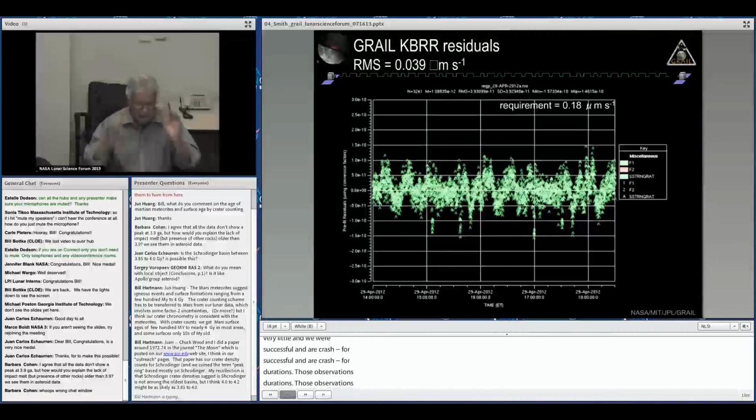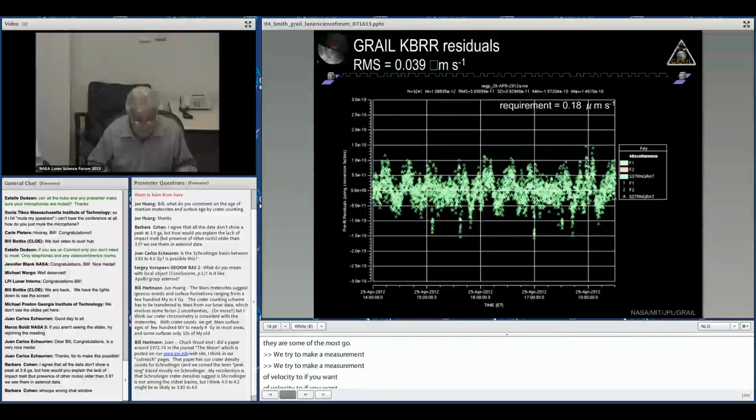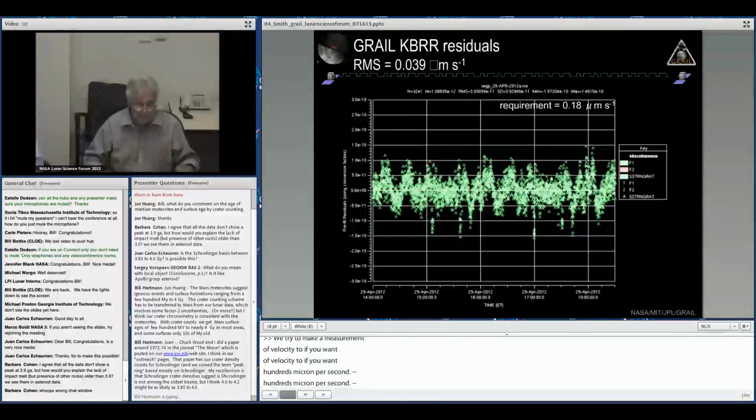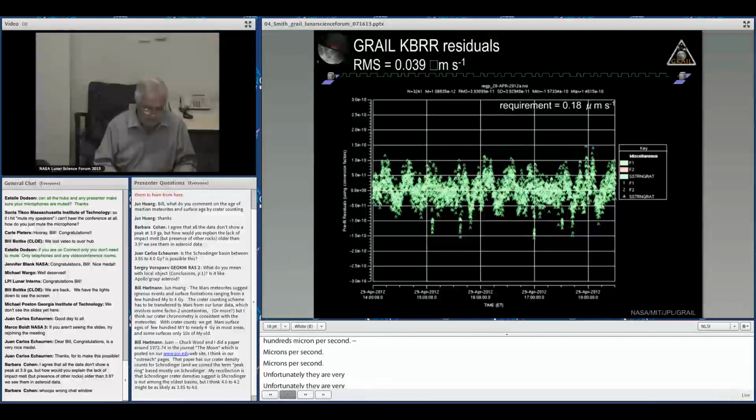So this is what the KBRR residuals look like. We're talking about trying to make a measurement of velocity to a few hundredths of a micron per second. Actually, that says meters to the minus 1, but it's actually microns per second. Unfortunately, that got mistranslated here, but they're very, very small, accurate velocities, and it's from that we actually get the gravity field.